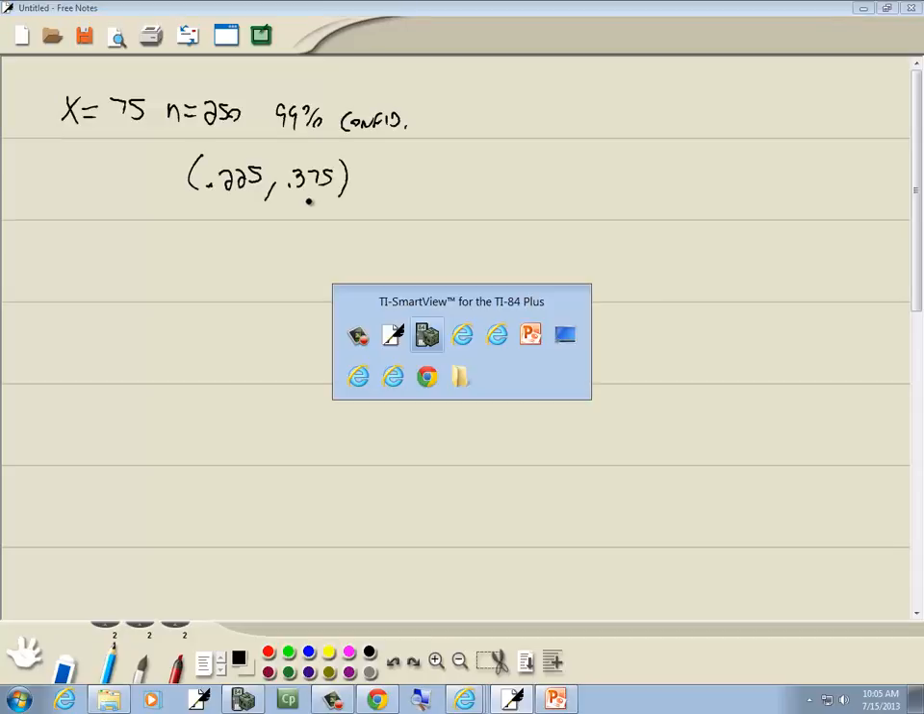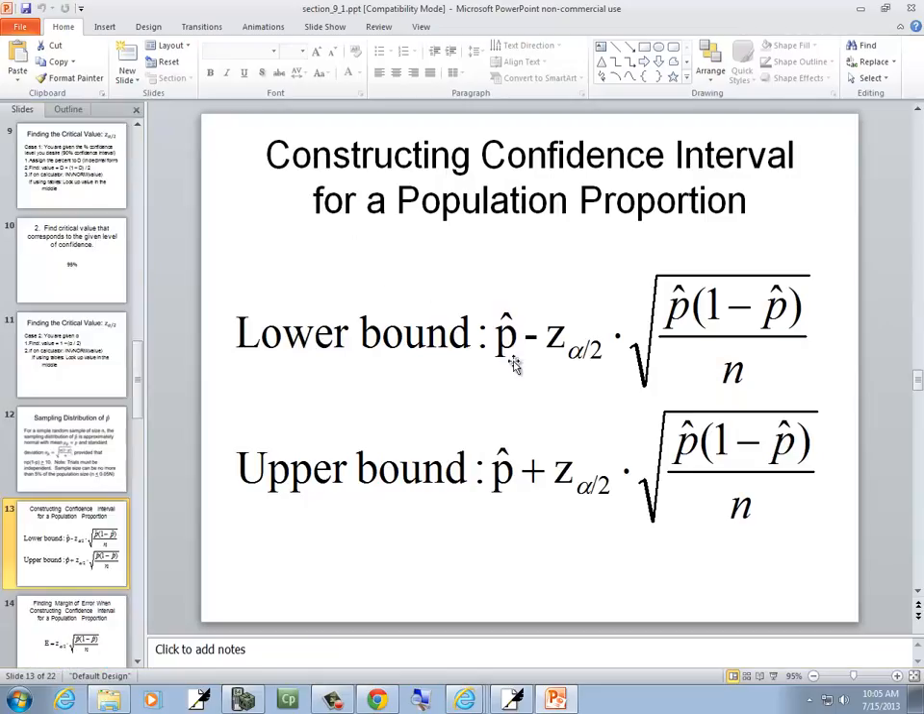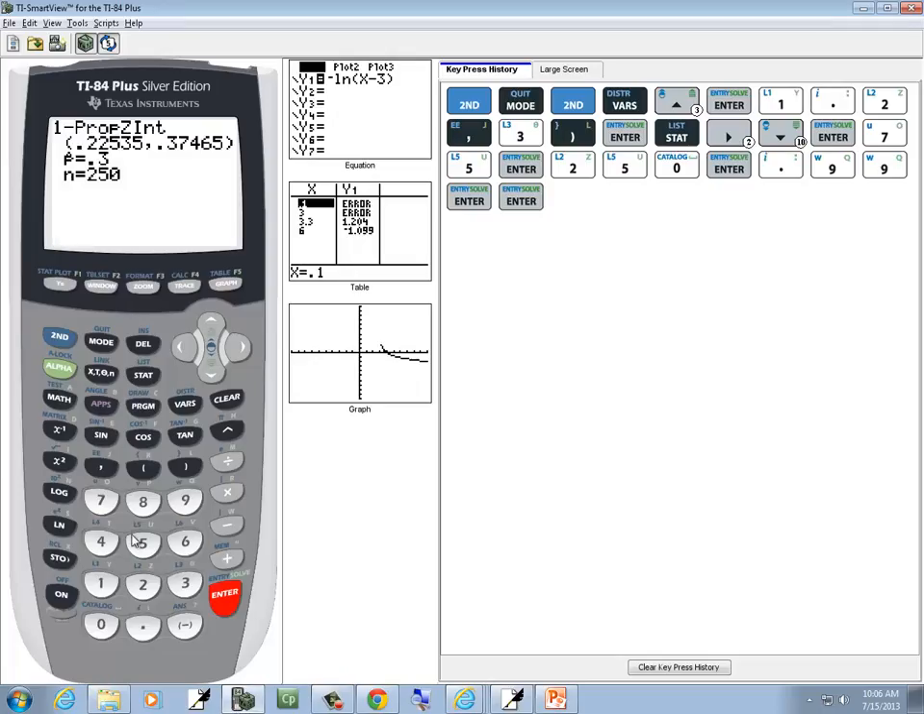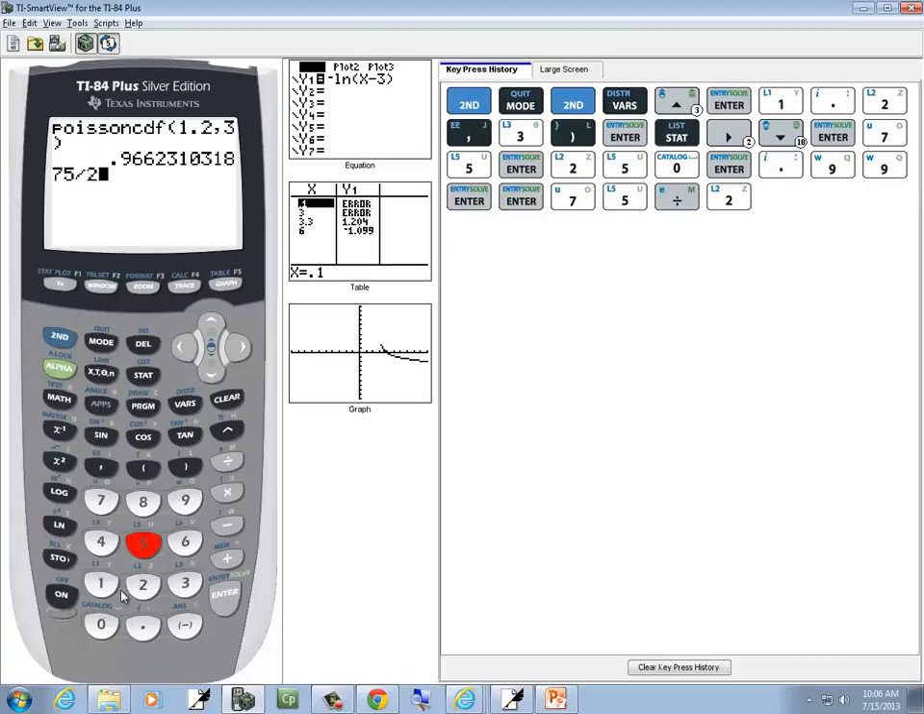Now, if you are doing it by hand, this is the formula that we're going to use. So we need to find p hat, for one thing. n we already know. Now, p hat is equal to x over n. So we're going to have 75 over 250. 75 divided by 250 is 0.3.